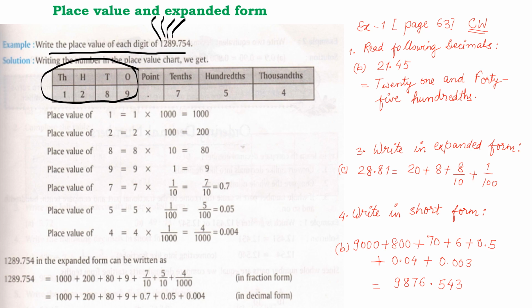Fine. Now the point is there. After the point, or after the decimal, what is happening? 7 is there. So 7 is coming at tenths place. Tenths comes after the decimal. 7 is at tenths place, which means it is actually 7 by 10. 5 is at hundredths place, which means it is 5 by 100. And 4 is at thousandths place, which means it is 4 by 1000.